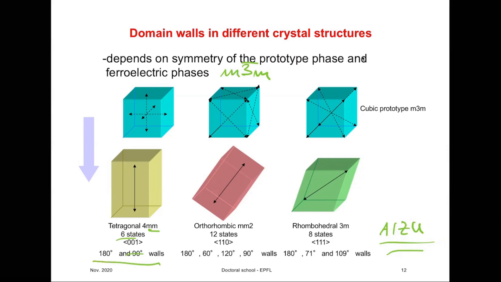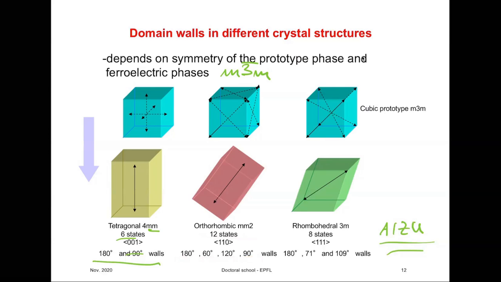Then you can also look at these elements along side diagonals of the cube. Polarization can develop along those, and that will give you orthorhombic mm2 structure with 12 possible states. And the domain walls can be 180, 60, 120, and 90.